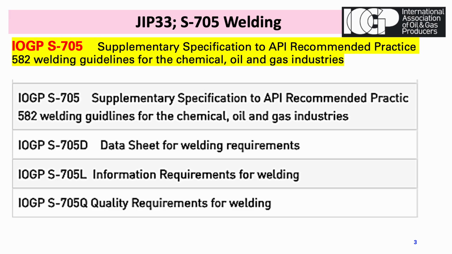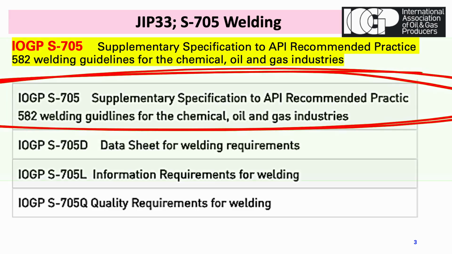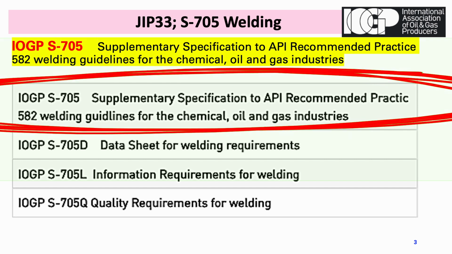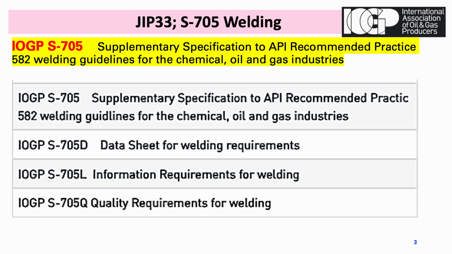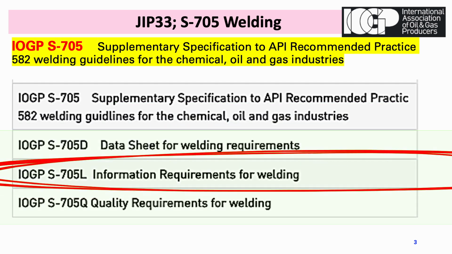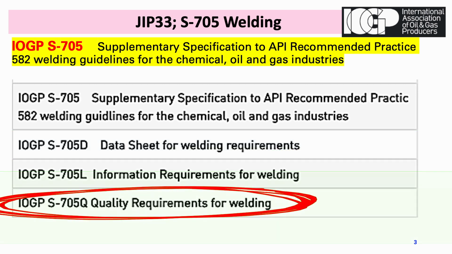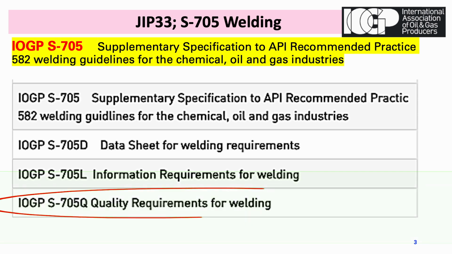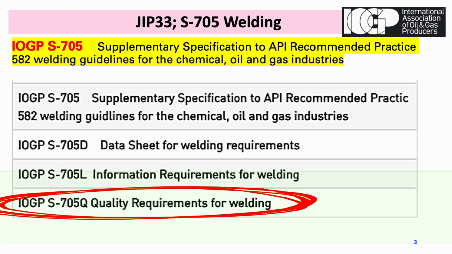So IOGP 705 has 4 parts. One is the basic supplementary specification, S705, with API recommended practice 582, welding guidelines for the chemical, oil and gas industries. 705D is the data sheet, 705L is the information requirements for welding, and 705Q is the quality requirements for welding. So now my highlight will be this IOGP S705Q.